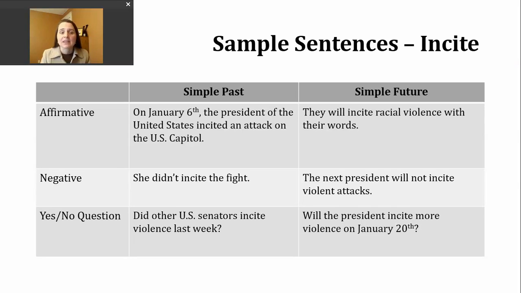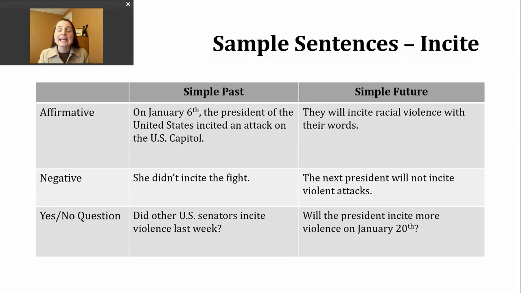If I want to make a negative sentence with it in the simple past tense, you're going to see the structure be did not and then the base verb. So we don't use the ed form in the negative. Here is an example sentence. She didn't incite the fight. Okay, so this might be a more general sentence, but again, I shared with you what comes after this verb is usually negative. So a fight, that's violent or negative.